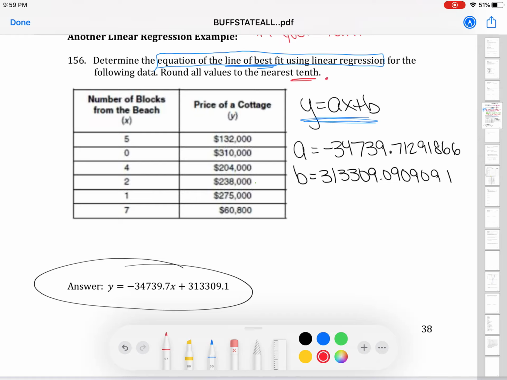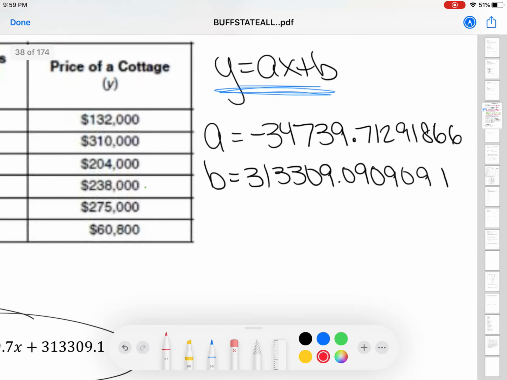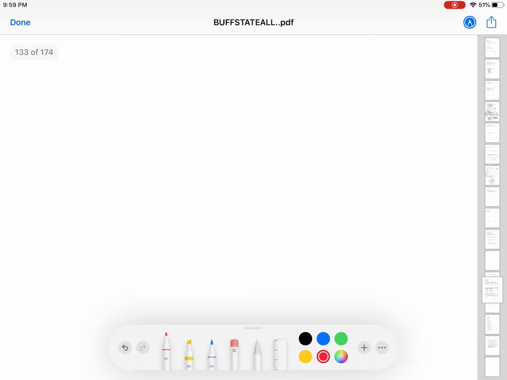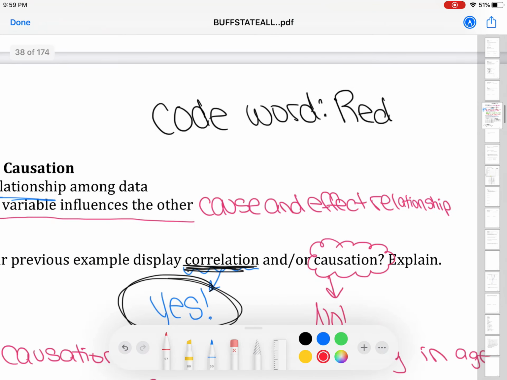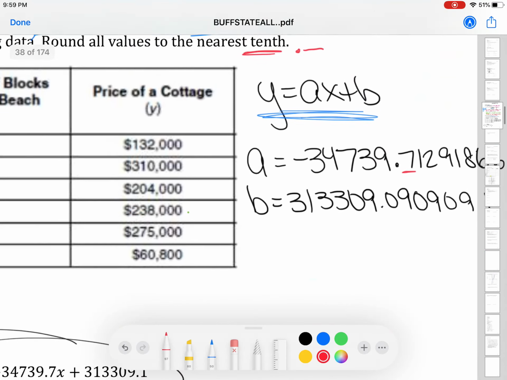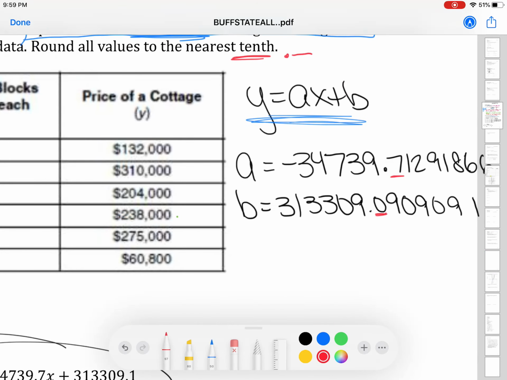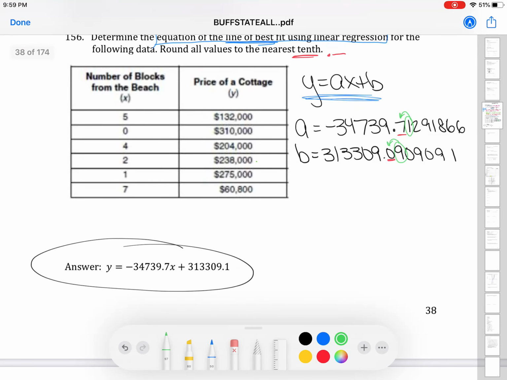So this one wants me to round to the nearest tenth. If I'm rounding to the nearest tenth, that's only one place after the decimal point. So that would be right here, but I still need to look at that next digit after it. 5 or above, give it a shove. So this one's a 9. It's going to bump that 0 up, but this one is a 1. It is not going to bump that 7 up.